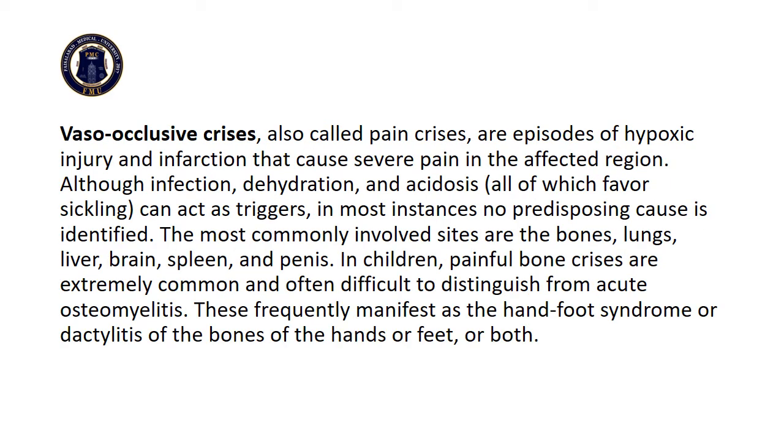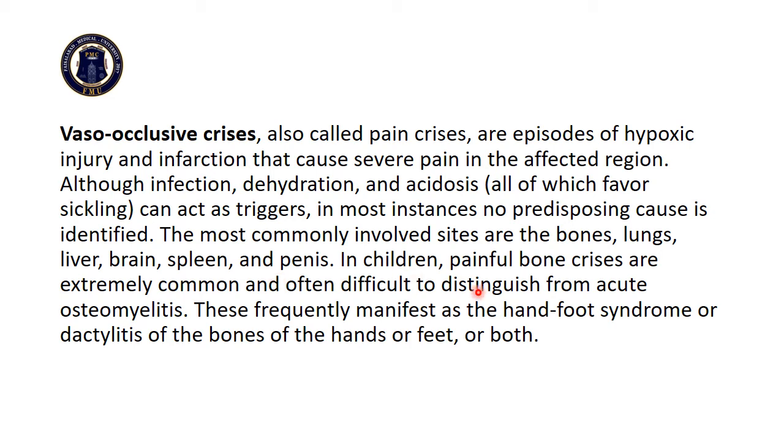Now we will see the effects of microvascular occlusion. The first one is vaso-occlusive crisis. Vaso-occlusive crisis is also called the pain crisis. As a result of hypoxia and infarction, the mediators are released and they will cause pain in the affected region. Infections, dehydration and acidosis most commonly act as a trigger, but in some instances there are no predisposing factors. The most commonly involved sites in a vaso-occlusive crisis are bones, lungs, liver, brain, spleen and penis.